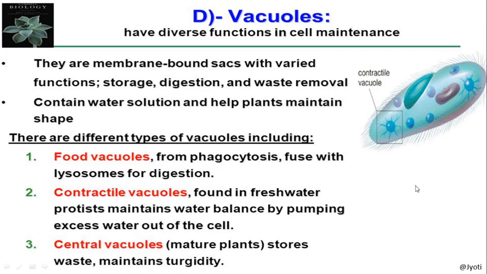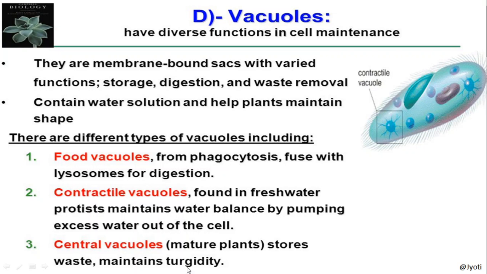So here is the description of the different types of vacuoles. The food vacuole is formed from phagocytosis and fused with lysosome for digestion. Then the contractile vacuole helps in osmoregulation, that is, it maintains the water balance. When the water inside the body becomes more, this water is collected by the contractile vacuole. The contractile vacuole comes to the surface of the body and it bursts and the water is released.